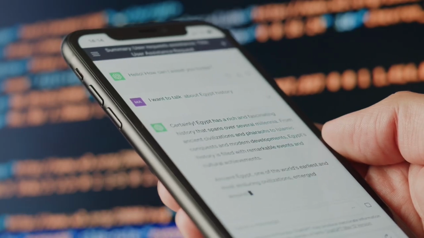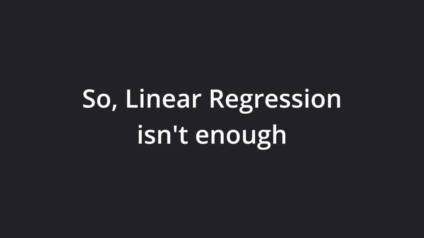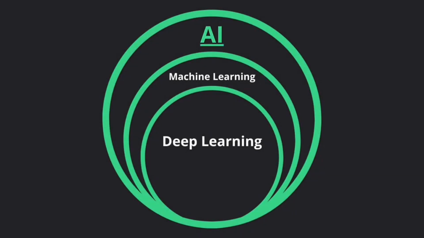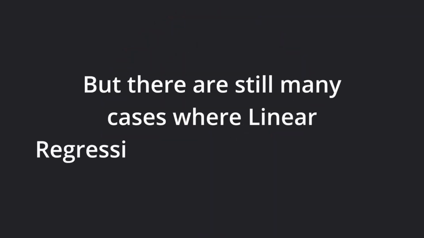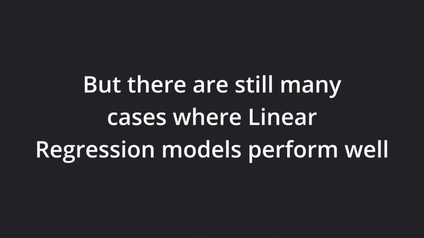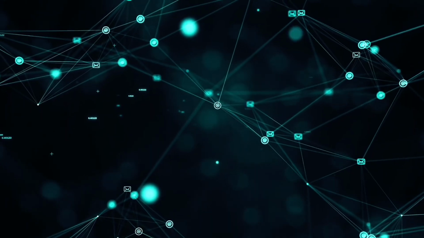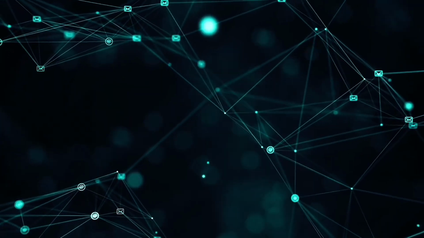Clearly, not all data in the world is linear, so linear regression isn't enough to build artificial intelligence. But there are still many cases where linear regression models perform well, and don't forget that neural networks are also built on top of linear regression.